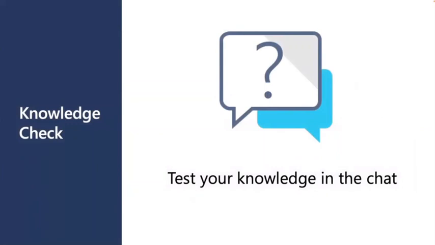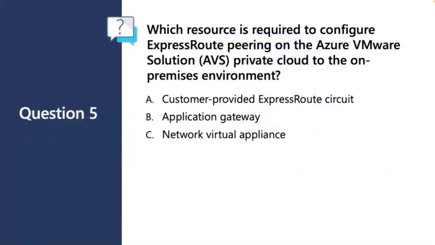So now we've got a knowledge check. Are you excited? Yes. Let's see if I learned anything. All right. Which resource is required to configure ExpressRoute peering on the Azure VMware Solution Private Cloud to the on-premises environment? Well, a customer-provided ExpressRoute circuit is what we were just talking about. The application gateway, we haven't gotten there yet, but that would be to expose one of your applications to the internet. And a network virtual appliance, I'm not quite sure that has anything to do at this point with ExpressRoute. So I'm going to pick A.